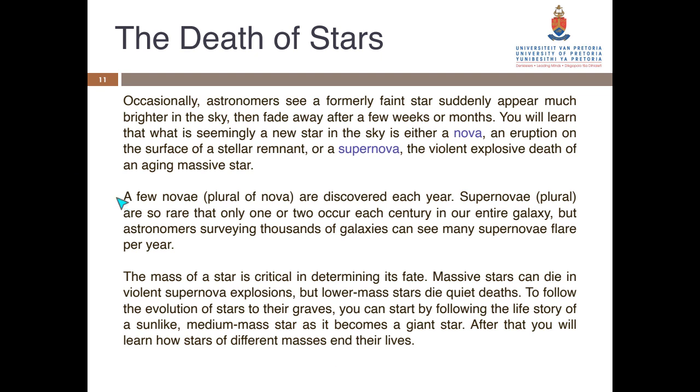So occasionally, astronomers see a formerly faint star suddenly appear much brighter in the sky, then fade away after a few weeks or months. And you will learn that what seems like a new star in the sky is called either a nova, an eruption on the surface of a stellar remnant, or a supernova, the violent explosive death of an aging massive star.